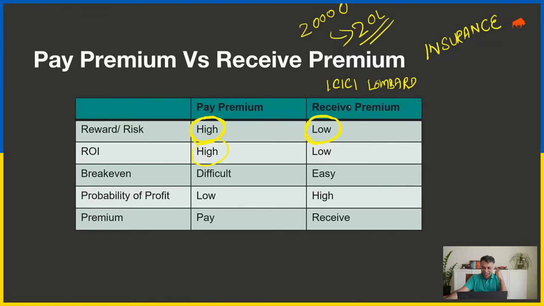Not going to write Bajaj Finance because they don't stop calling me. So ICICI Lombard, low ROI is low. Why? Because they're just getting your 20,000 chiller.